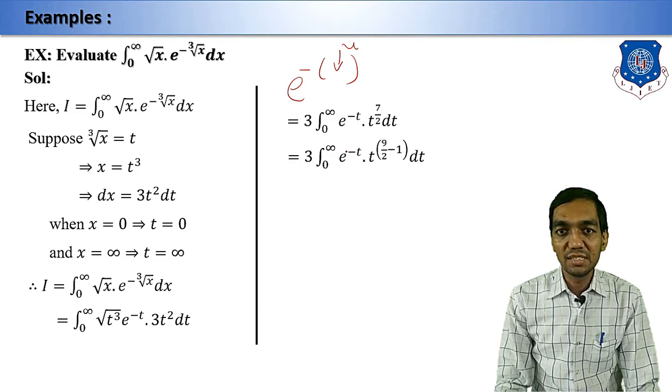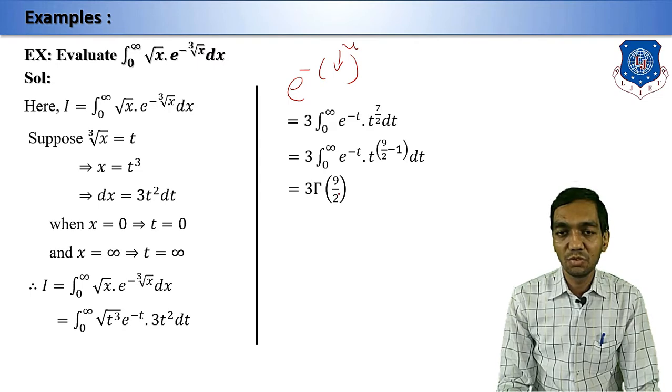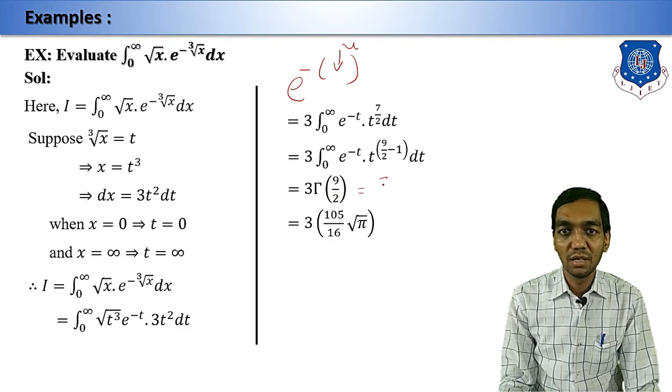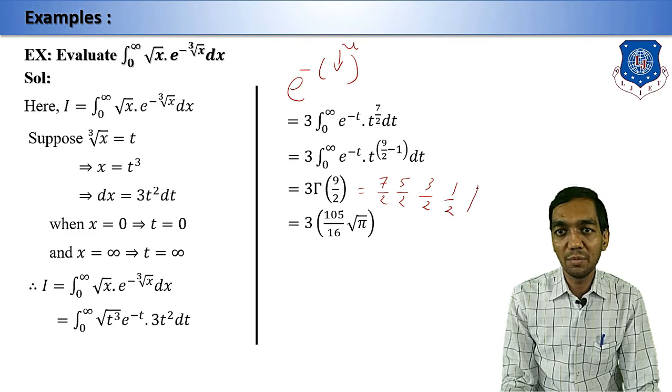Now this is your standard format of gamma. So this is going to be gamma 9 by 2. So 3 into gamma 9 by 2. Simplify in the form of gamma. So this can be written in the form of 7 by 2 into 5 by 2 into 3 by 2 into 1 by 2 into gamma 1 by 2.